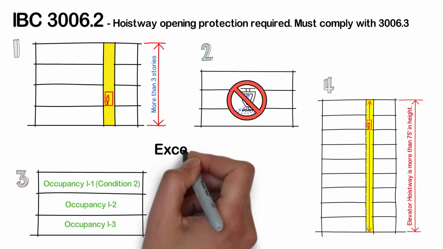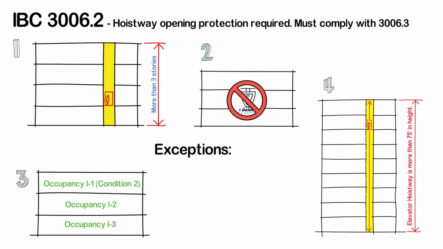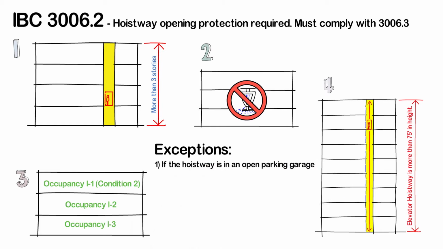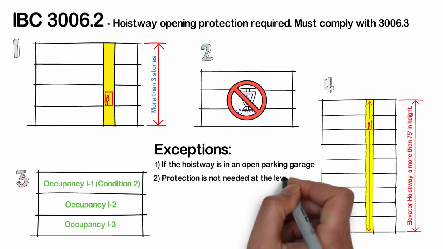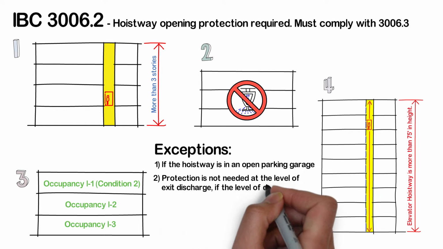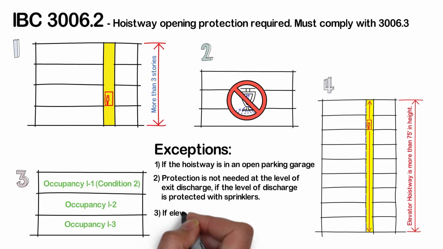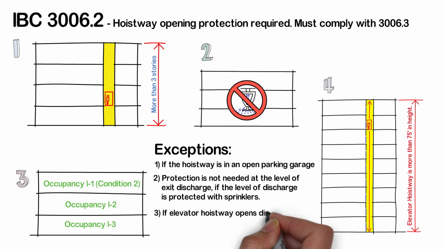There are some exceptions, and I am not going to go over all of them in detail, but here they are. First, if the hoistway is an open parking garage. Second, protection is not needed at the level of exit discharge if the level of discharge is protected with sprinklers. And third, if the elevator hoistway opens directly to the exterior.